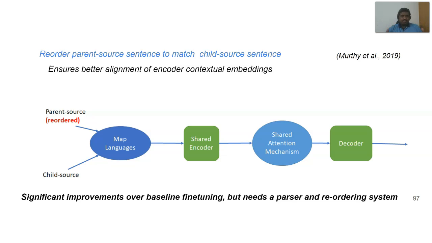You reorder the source sentences of the parent, then train the parent model. Now the parent model's contextual embeddings have the same sort of properties as the child's contextual embeddings, and therefore when you fine-tune on the child language there is a better alignment and you see a much better transfer. But this needs a parser or a system to learn the reordering between the parent and the child languages.